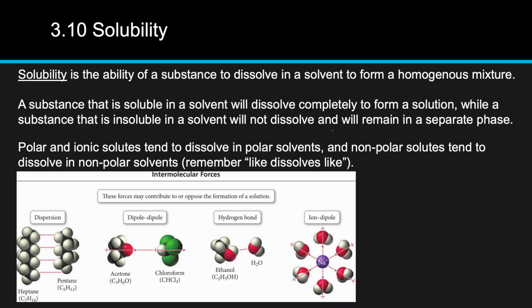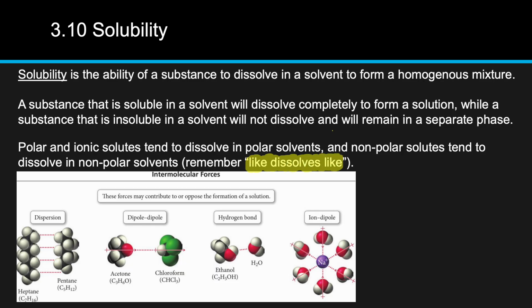Solubility is all about whether a substance can dissolve in a solvent to form a homogeneous or uniform mixture. If a solid is soluble, it's going to completely mix to form a solution, but if it's insoluble, it's going to stay in its separate phases. The key idea is that polar and ionic solutes are going to dissolve in polar solvents like water, while nonpolar solutes dissolve in nonpolar solvents like hexanes. This is where we get our rule, like dissolves like, which you will hear a lot of in this lesson.